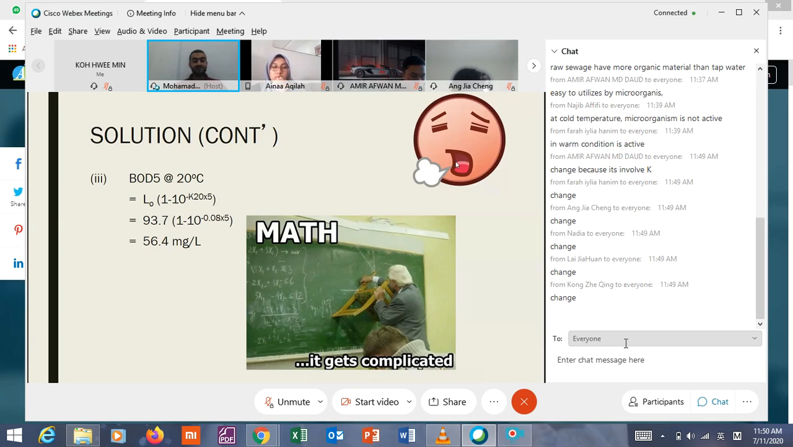While the correct answer is that it will not change. Why? Because, as I said, L naught is the ultimate level of carbonaceous oxygen demand that bacteria can exert. The only difference is that the K will change, yes, but that will not change the L naught.